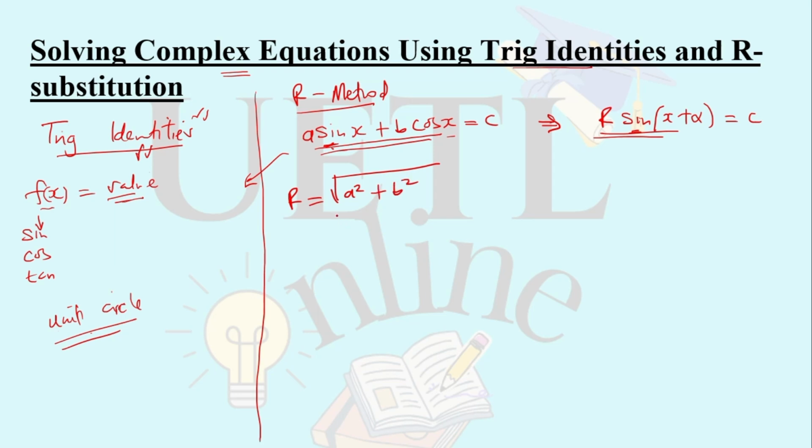After finding your r, the duty now is to find your alpha. To find your alpha, you're going to say arctan of b over a. So this becomes your solution. After that, you're going to take this r and this alpha and use them to do this. After this, you can simply solve this using a unit circle. I will show you how to do that. You just have to include this angle alpha.